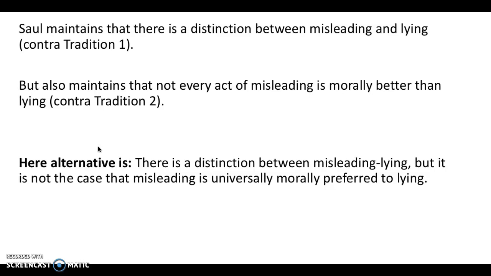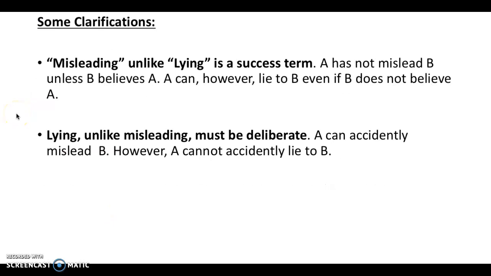And what Saul wants to argue against is the idea that lying is always going to be morally worse than misleading. She wants to argue that there are going to be times in which misleading somebody will in fact be morally worse than lying. Before we get into the reasons or the argument for this position, she wants to make a few things clear in order to better present her case, right?